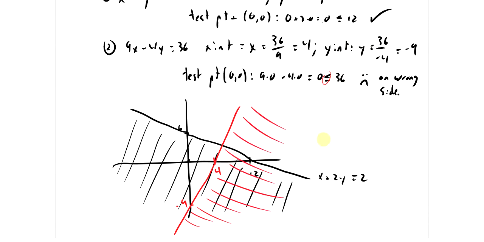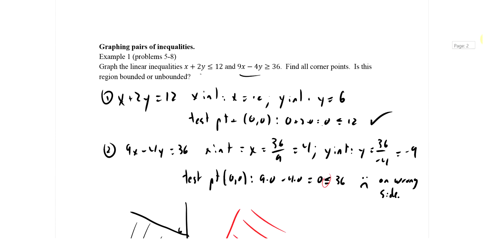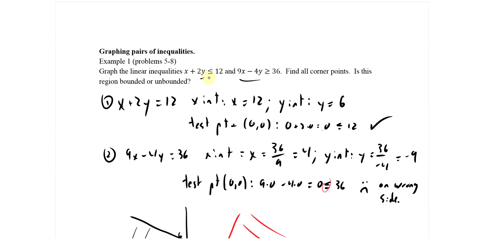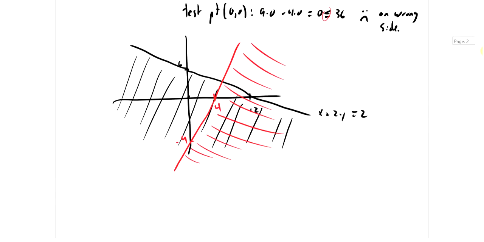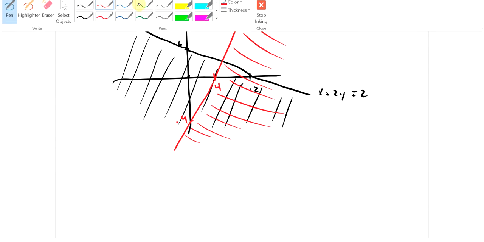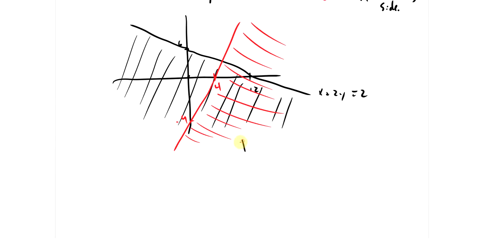Great. So the black shaded part is the solution to x plus 2y less than or equal to 12. The red shaded part is the solution to 9x minus 4y greater than or equal to 36. So the region we shaded twice, both black and red, solves both inequalities.